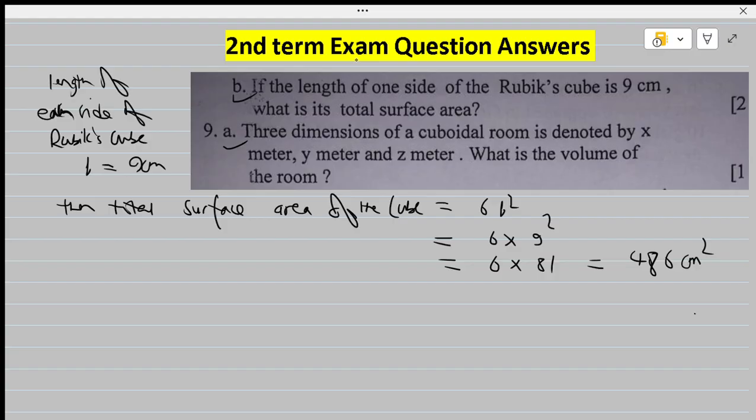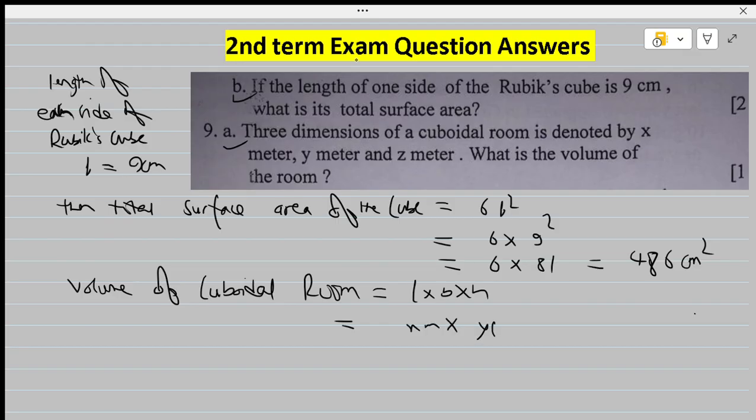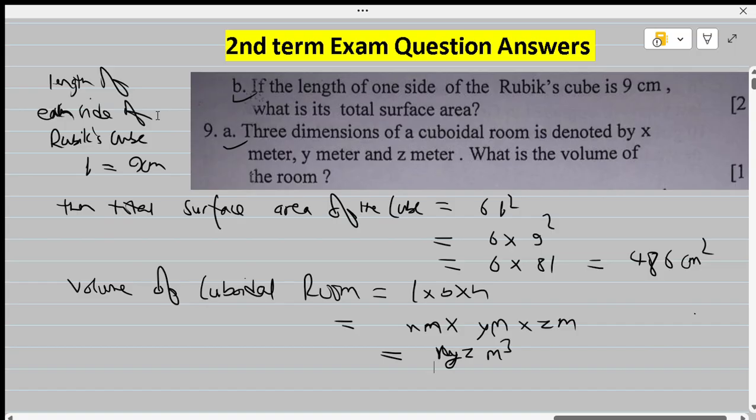So for this number 9a, the volume of the cuboidal room is equal to the product of these 3 dimensions: length, breadth, and height. So length is x meter, breadth is y meter, and height is z meter. Meter times meter times meter gives meter cube. So the volume of the cuboidal room is xyz meter cube. So 9 number A I made it clear.